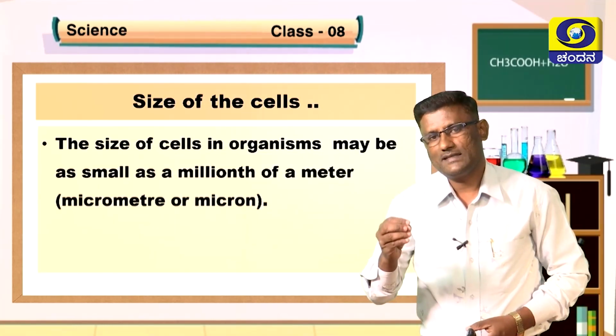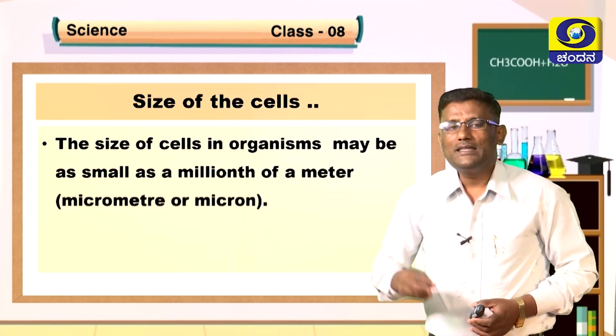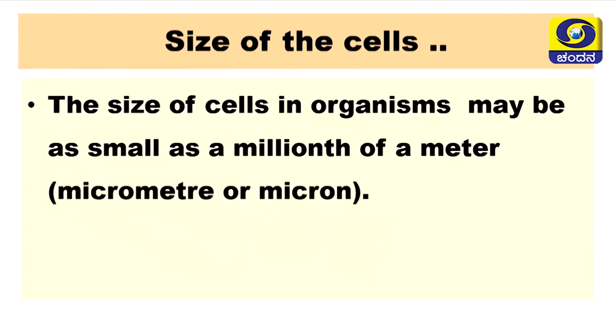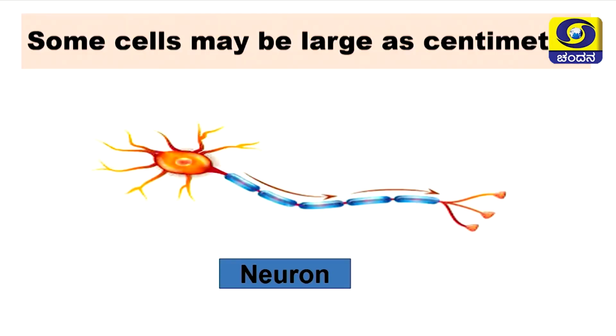Let us discuss the size of cells. The size of cells in organisms may be as small as a millionth of a meter. That means it measures about a micrometer or a micron.